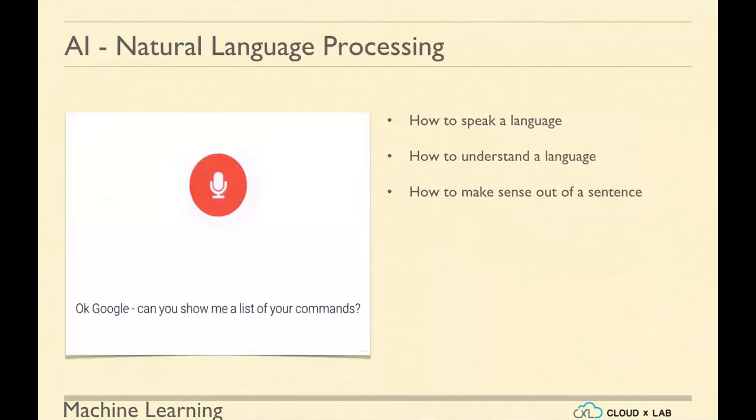All right. So the next sub-objective of AI is natural language processing. Natural language processing is how to speak a language, how to understand a language, how to make sense out of a sentence. This is very much achieved today. Google Translate basically uses machine learning or deep learning techniques to translate one language into another.